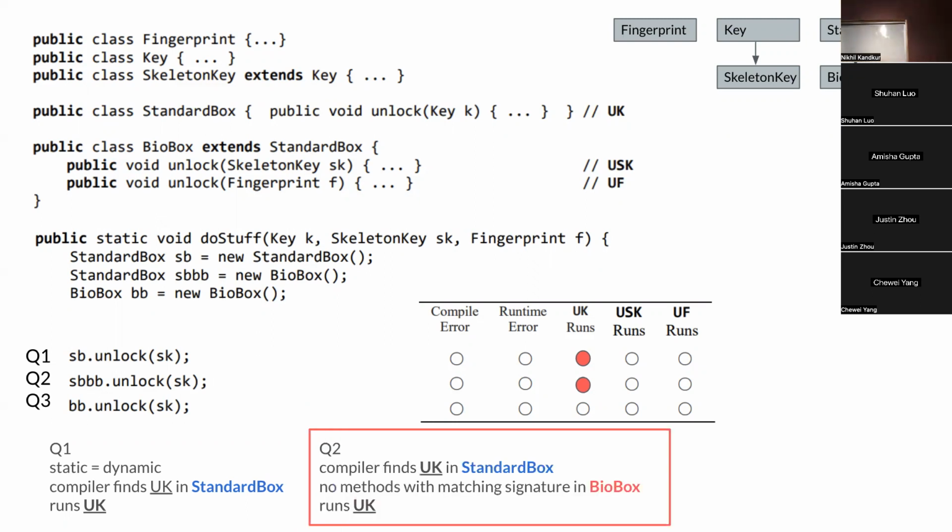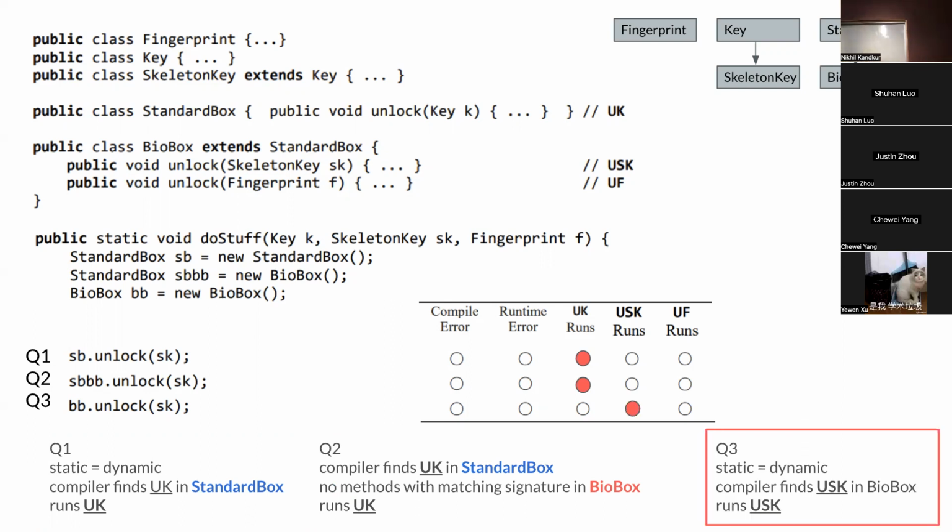For the second one, SBBB, the compiler would also find UK from standard box. During runtime, the runtime system will go into BioBox and fail to find the same method signature, so it would still run UK. Finally, for Q3, BioBox to unlock SK, the static and dynamic types are the same. So the compiler would find USK in BioBox, and during runtime will run USK.